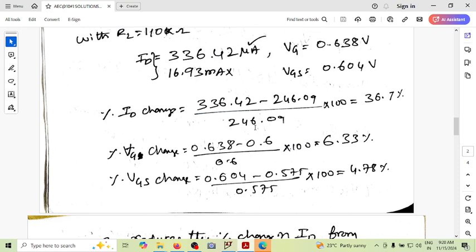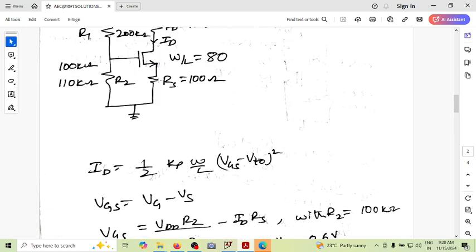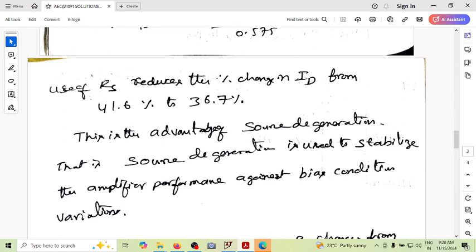Because of this reduction, you can see the percentage change in ID has also reduced from 41% to 36%. The entire concept behind this is, if we use an RS, that is source degeneration resistance, the drain current will not be changing so drastically compared to a circuit without source degeneration. So that's what the summary is. You can see here, use of RS reduces the percentage change in ID from 41.6% to 36.7%. This is the advantage of source degeneration.